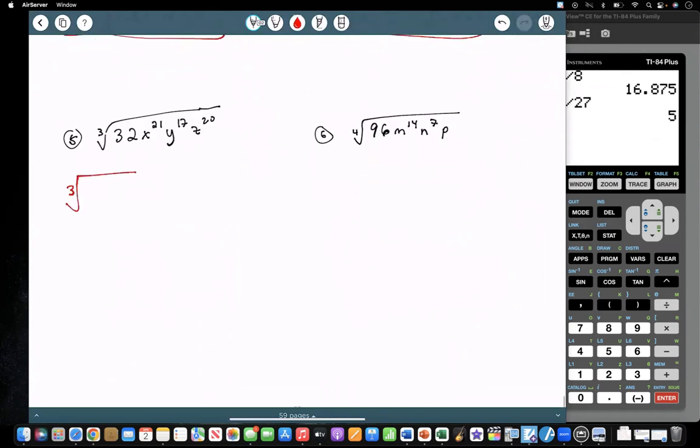So you'd split that up. The cube root of 8, 2 times 2 times 2, gets to come out. 4 would be just stuck inside. Okay, so that would be easier.